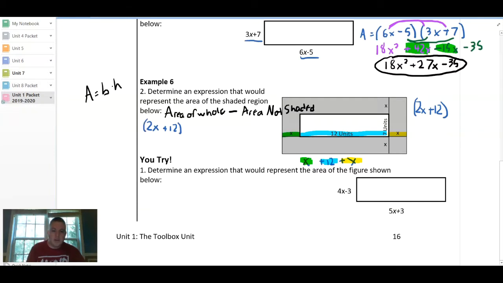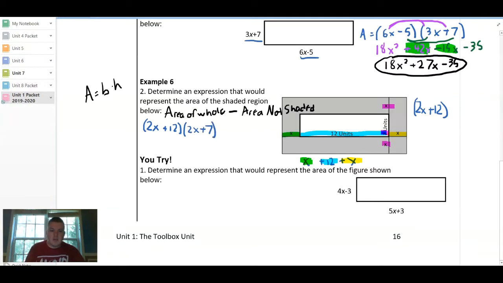So we're doing the area of the whole first, and then we want to multiply by the height. The height is going to work the same way. Again, we have three different pieces: a piece that's x, 7, and x. I'm going to put those together and combine my like terms, and that's going to give me 2x plus 7.